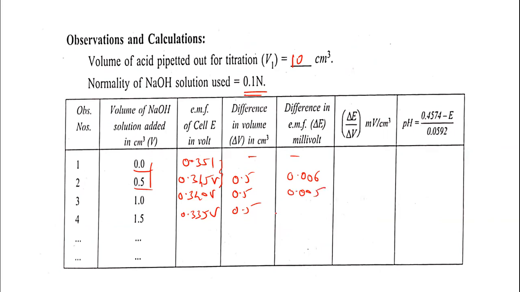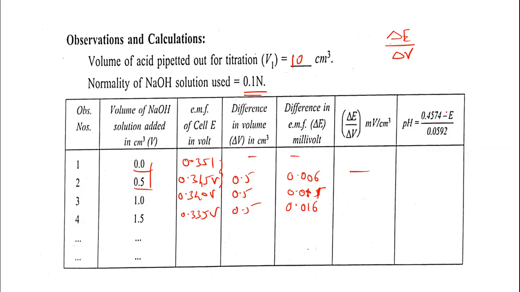Here 0.005, here 0.011, here 0.016, like that. So we are getting delta E, the difference between the two EMFs. Then take delta E upon delta V. Suppose here 0.006 divided by 0.5, write that calculation here.